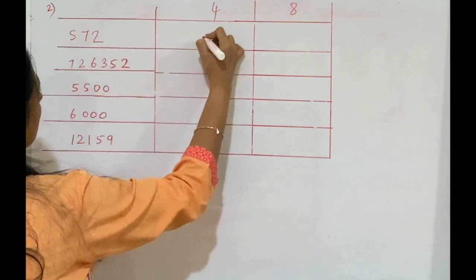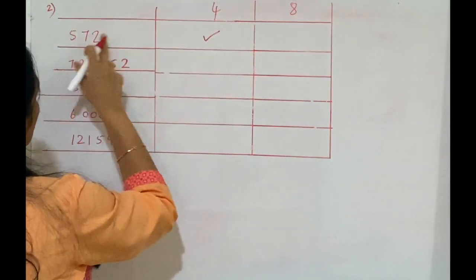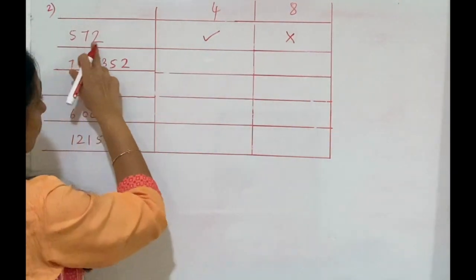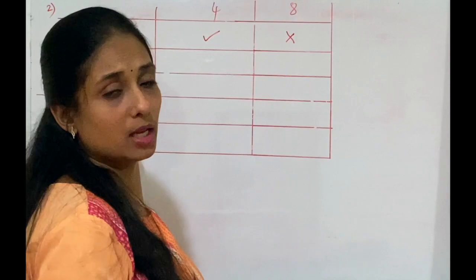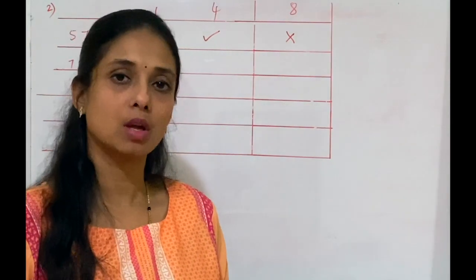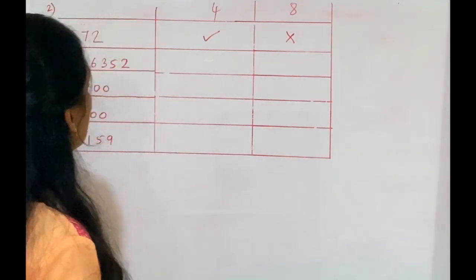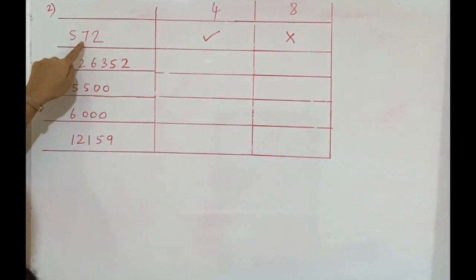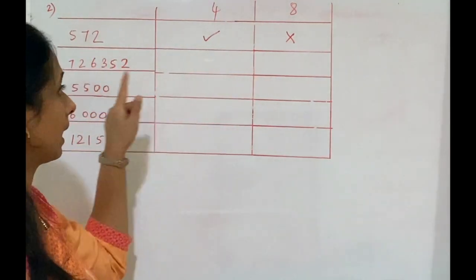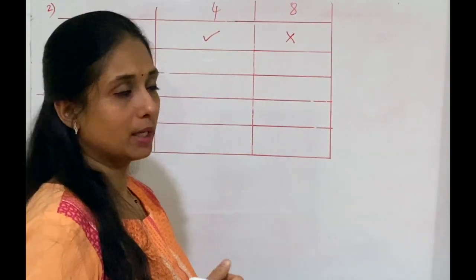72, yes, it is divisible by 4. 572, it is not divisible by 8. How did I say 572 is not divisible by 8? You have to divide and find out. You have to have a remainder 0. I just did it in my mind. 7 8s are 56. So 1 remainder and 2, 12. 12 is not divisible by 8. So I directly said cross. So you have to divide and find out.